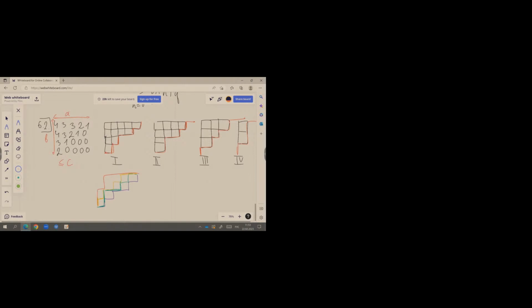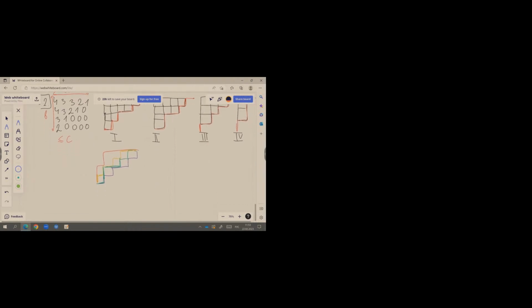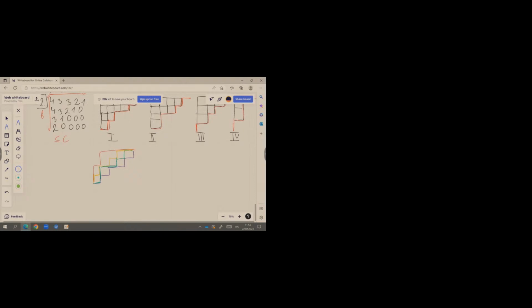Okay. These paths are already non-intersecting, but they overlap in some places. What can we do to them for them to have no common points at all? Shift them. How to shift? By 1, by 2, by 3. In which direction? Horizontally, vertically, diagonally? Yeah. Let's move them along the diagonal.